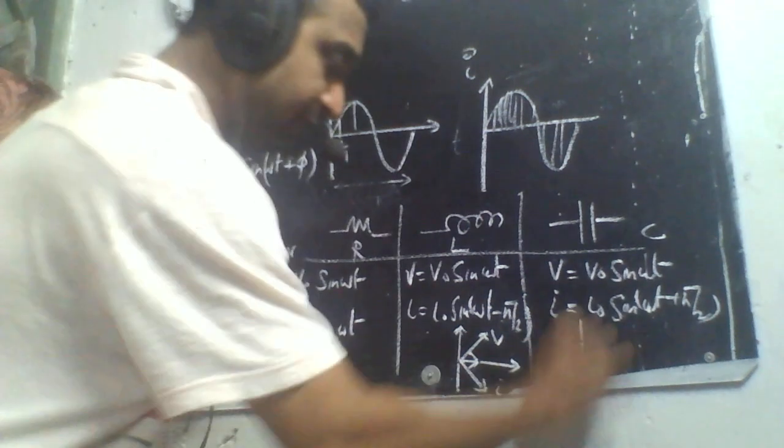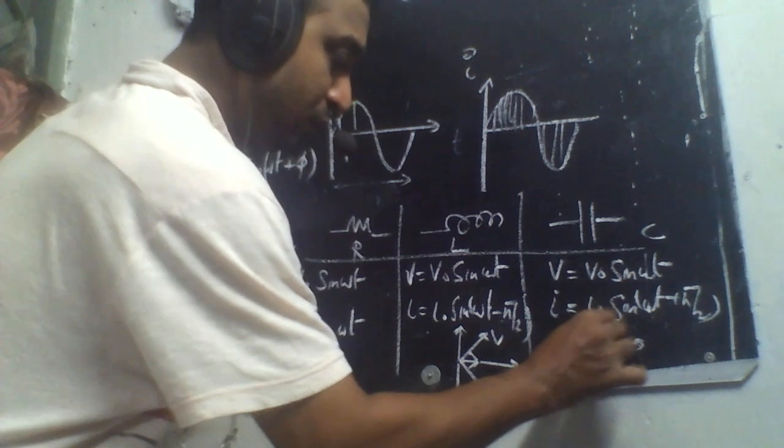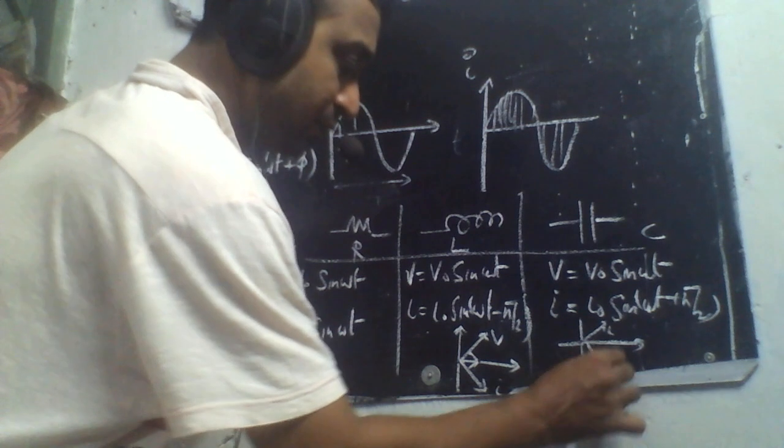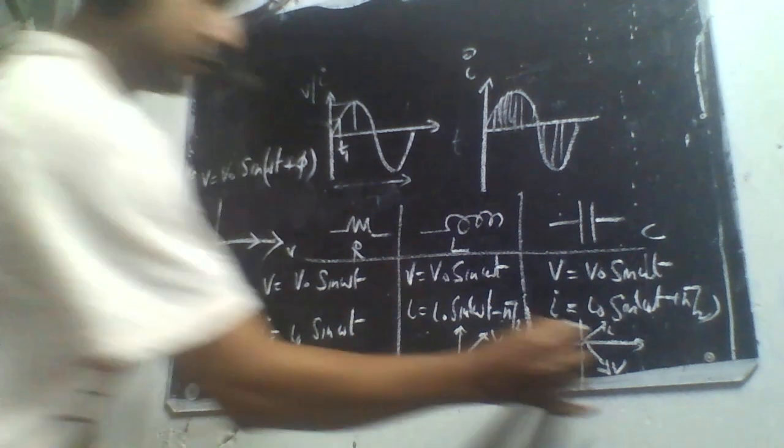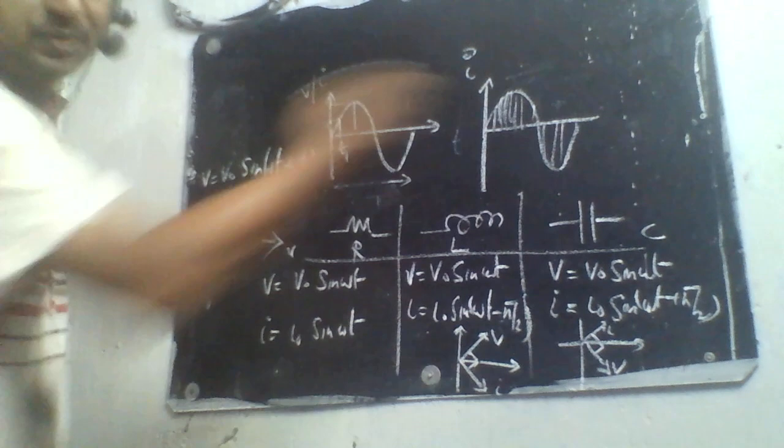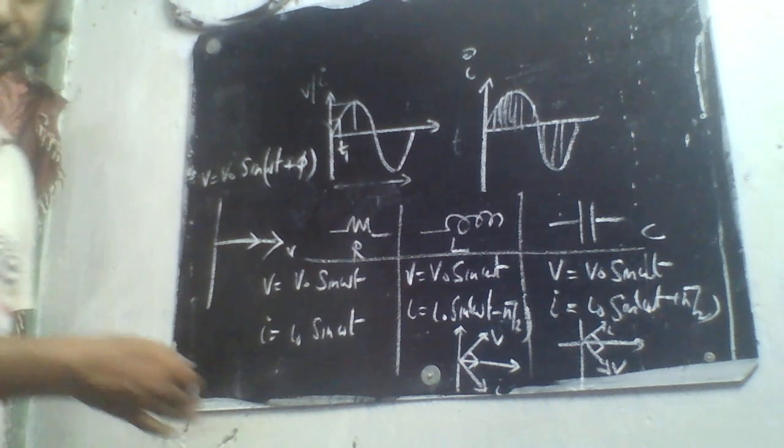So the phasor diagram will be something like this. In place of V, you will have I. In place of I, you will be having V. So it leads. So always the phasor diagram is drawn in the anti-clockwise direction.